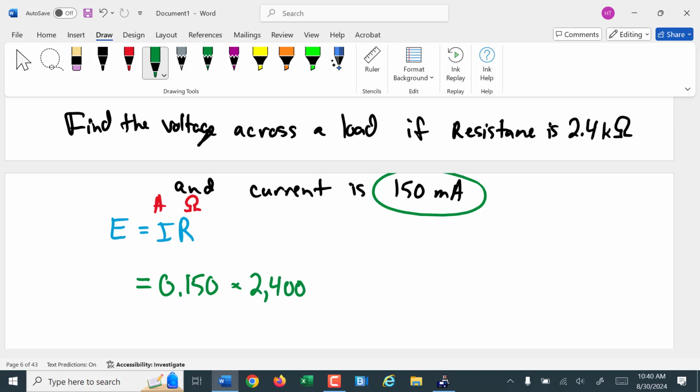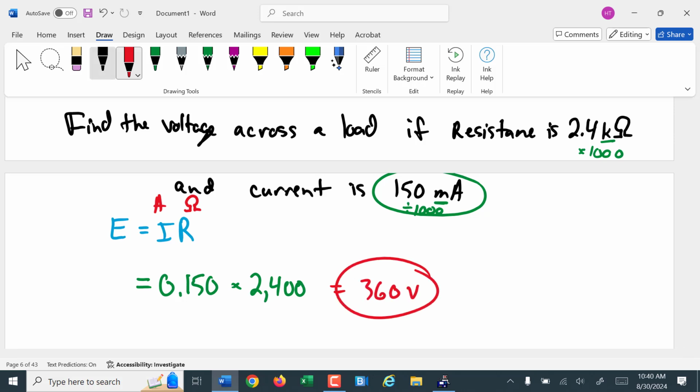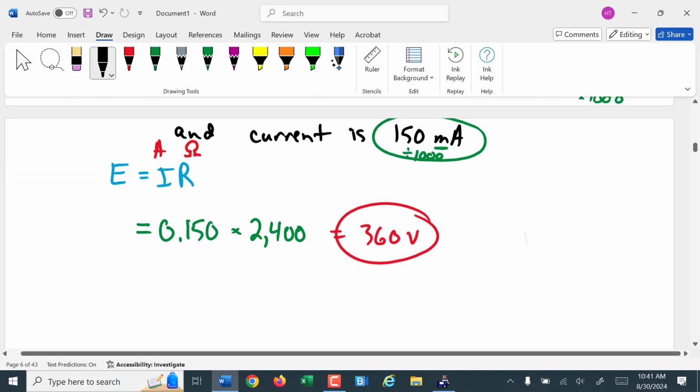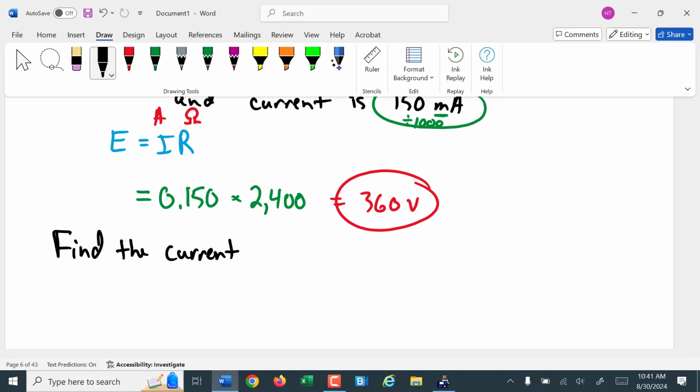So for amps, the 150 milliamps, how am I going to put that into the formula? 0.15 or 0.150 times 2,400, good, 2,400 ohms. So since this is milli, we have to divide this by 1,000 to put it in. Since this is kilo, we have to multiply that by 1,000 to put it in the formula. And that ends up being, what, 360? So 360 volts. Any questions?